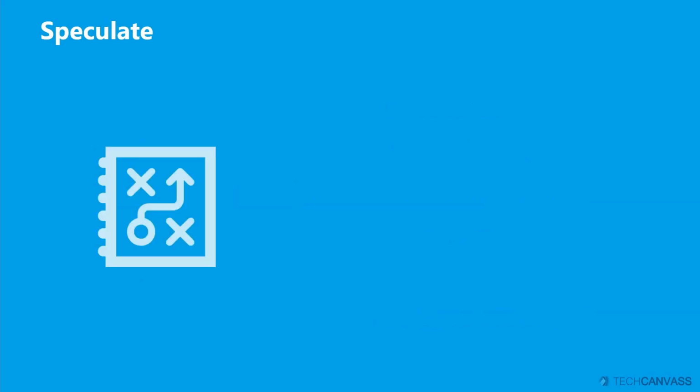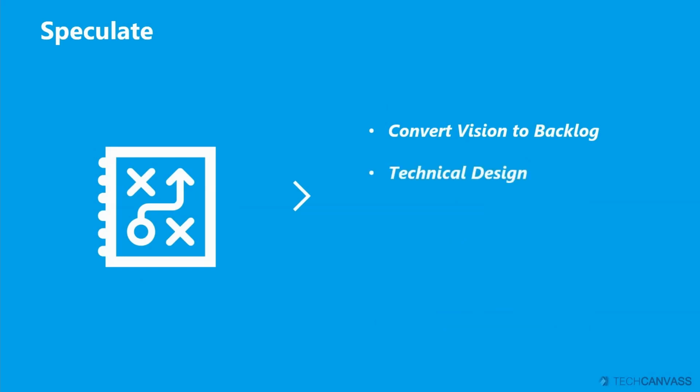The next phase is the speculate phase. In this phase, we convert the product vision into product backlog. We also do the technical design for what we are going to do. We also revise the release plan. We also create a list of features expected as per the product roadmap, and we start doing the iteration plans.